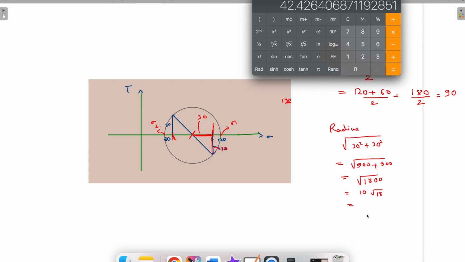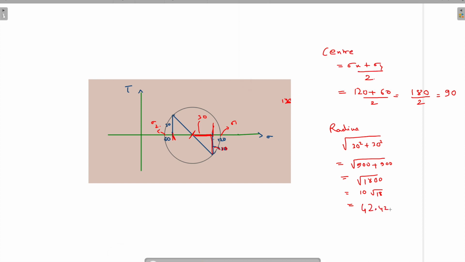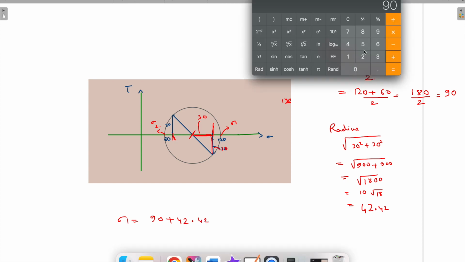It's 42.42. So once we have got the radius, sigma 1 will be how much? Sigma 1 will be center plus radius. This is 90 plus 42.42, that is 132.42.